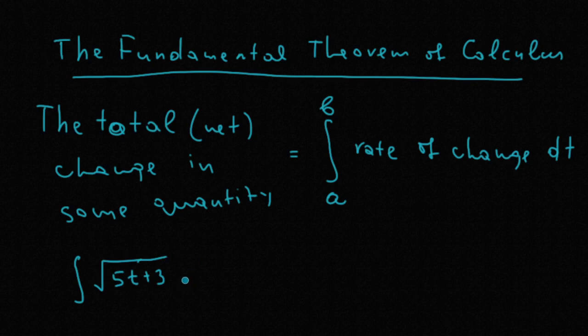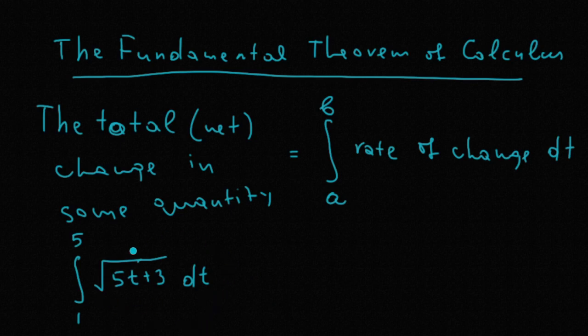We're integrating over time, so dt, and the limits of integration are from 1 to 5. So we integrate from 1 to 5 the square root of 5t plus 3 dt, and the value of this definite integral is exactly the weight change in the E. coli colony over this time interval from t equals 1 to t equals 5.